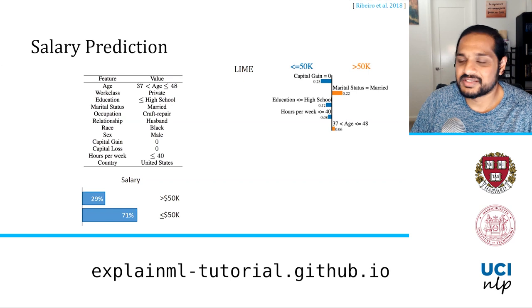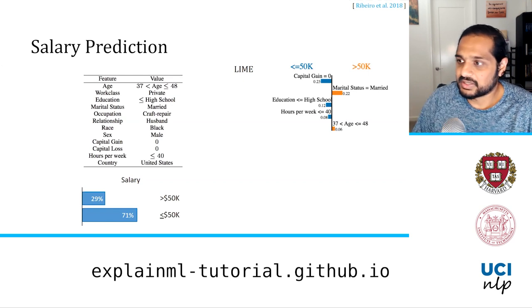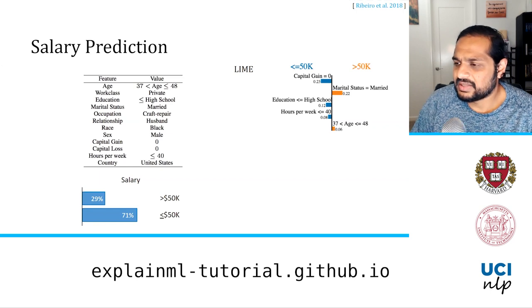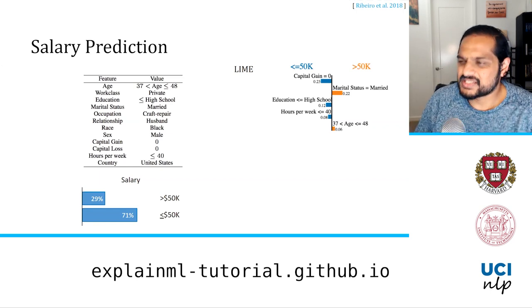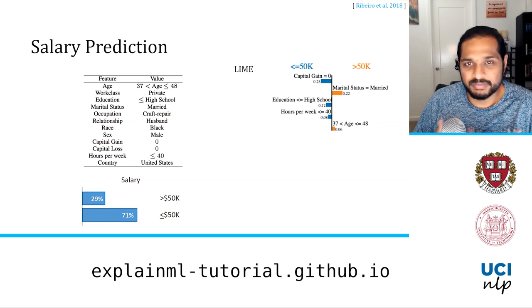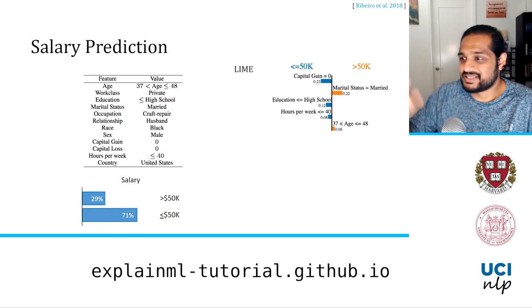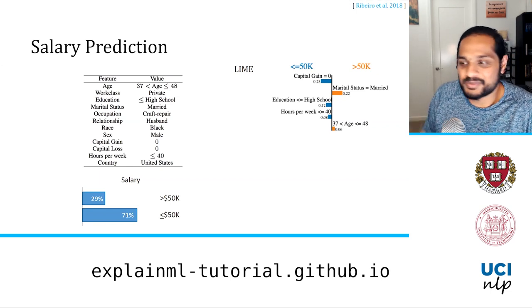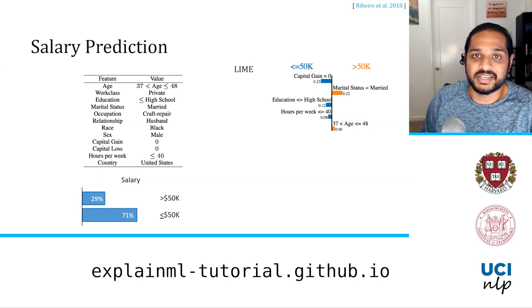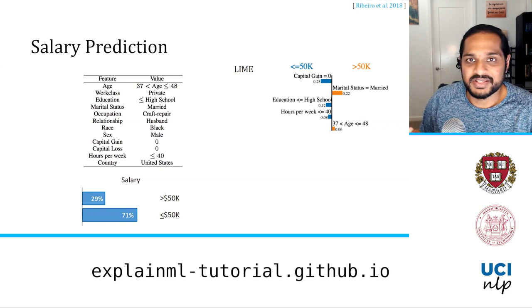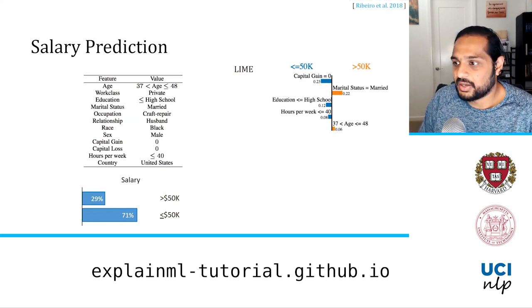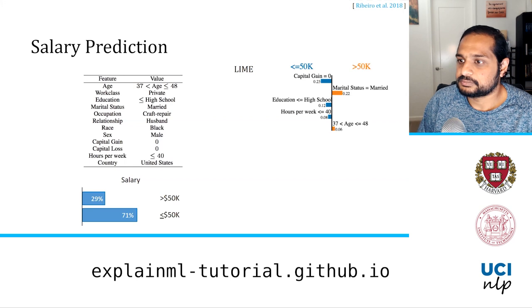The fact that marital status is married makes the model think that the salary will be high, and so on. And there are a bunch of small things here, but it doesn't quite tell you exactly what's happening. Is there something simpler that's happening, or is the model actually looking at all of these together to come to a decision? What can I change and still have the same prediction? What do I need to change to get to the other side, and so on?